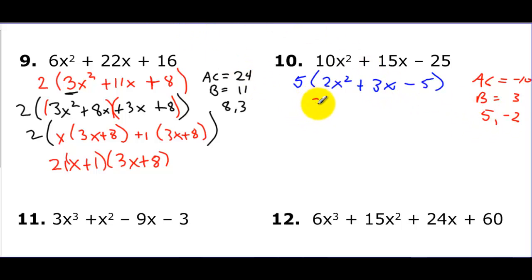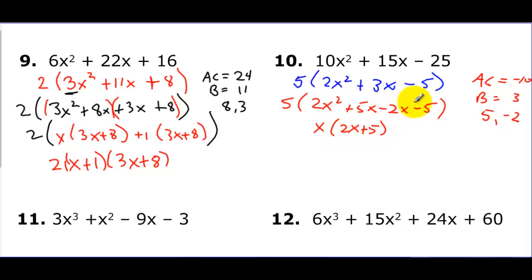So it looks like it's going to be 2x squared plus 5x minus 2x minus 5. Okay? So again, this all has the 5 out front of it. And now I'm going to use the grouping method now that I've done the AC part of factoring. And I'm going to say these first two terms have an x in common. And that leaves me with 2x plus 5.